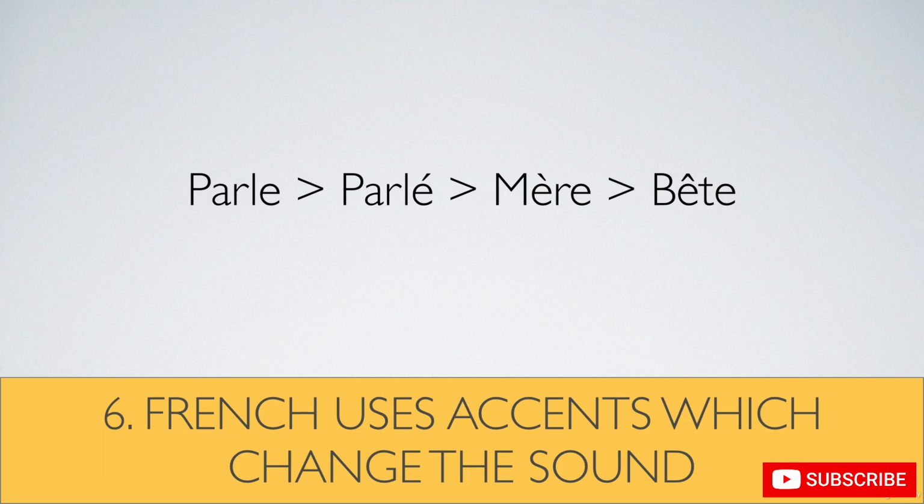The next aspect is that French uses accents, which change the sound of the word that it's in. So for example, looking at the E's here, we have parle, where the E is not really pronounced. We have parler, where it makes an A sound. We have mère, where it makes an E sound. And then we have bête, where it makes the same sound as in mère, whereas the parler makes an A, and then the E at the end of parle is silent.